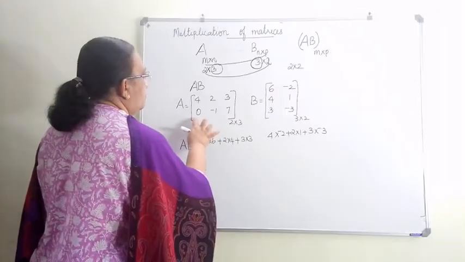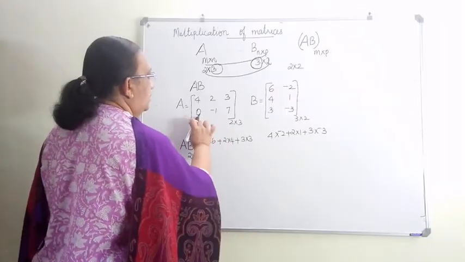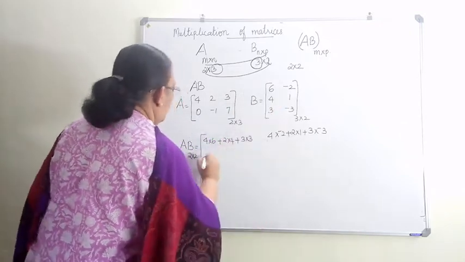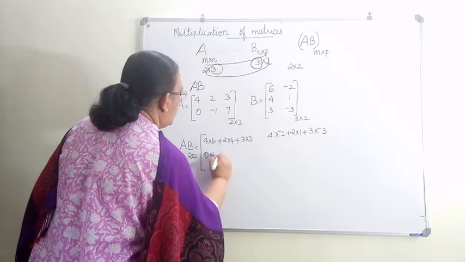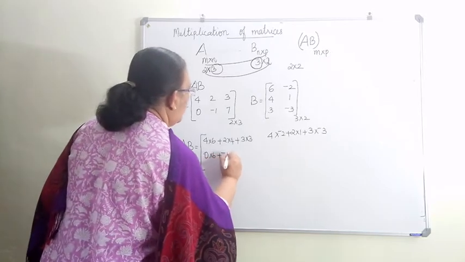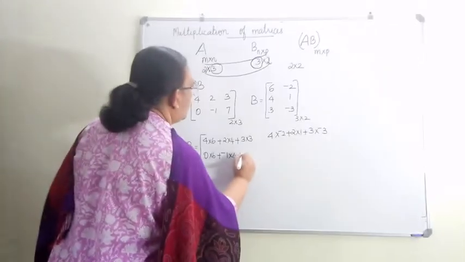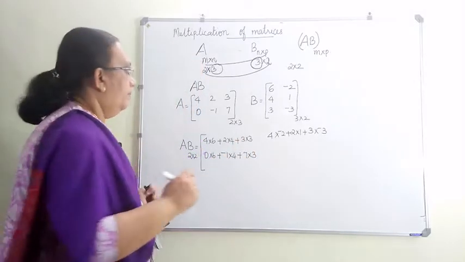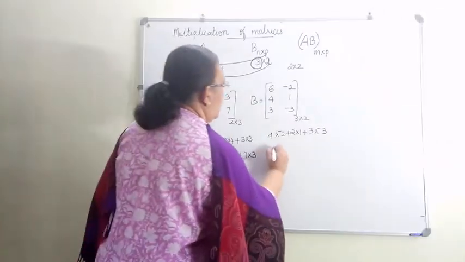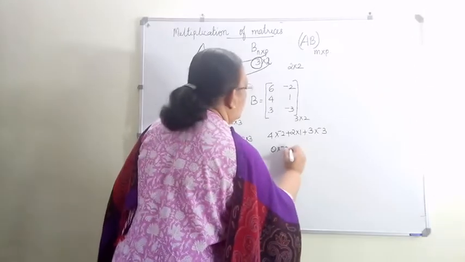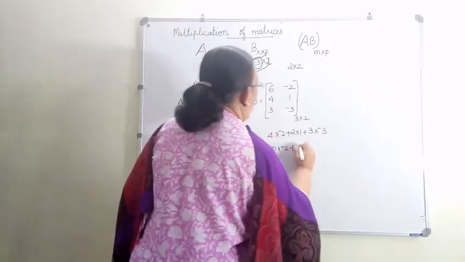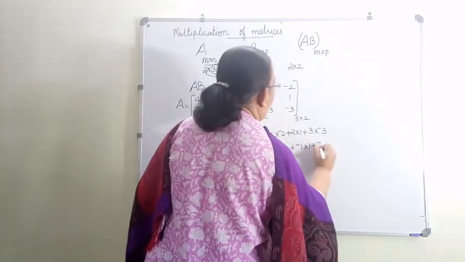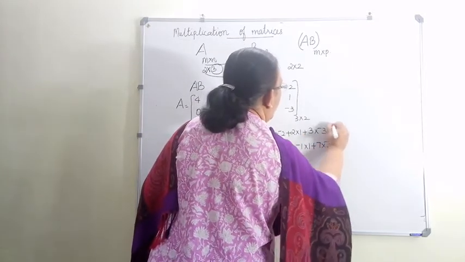Next one, 7 pattern. First row, first column: 0 into 6 plus minus 1 into 4 plus 7 into 3. Okay. What will be the next one? 0 into minus 2 plus minus 1 into 1 plus 7 into minus 3.